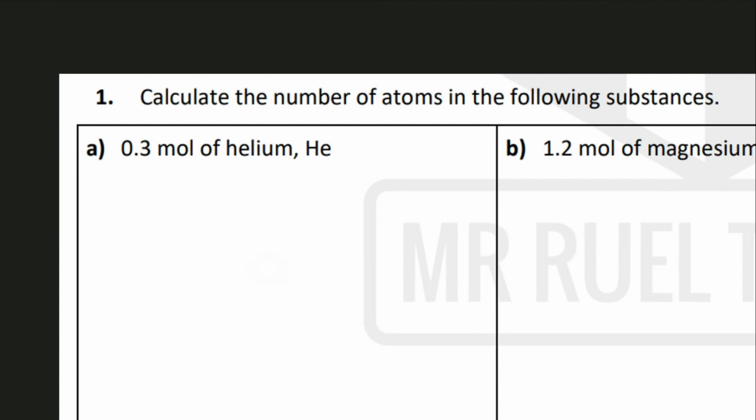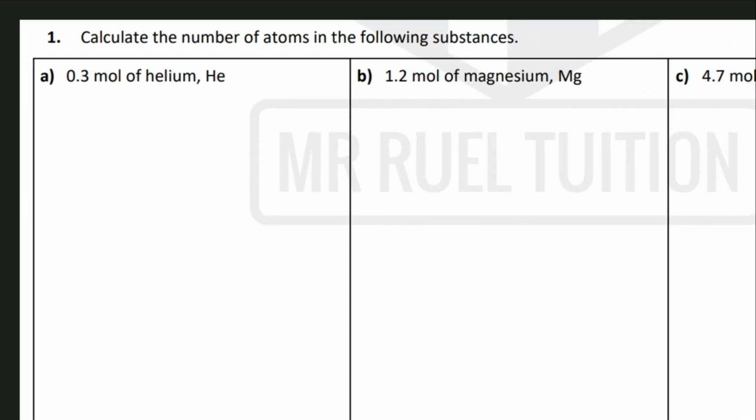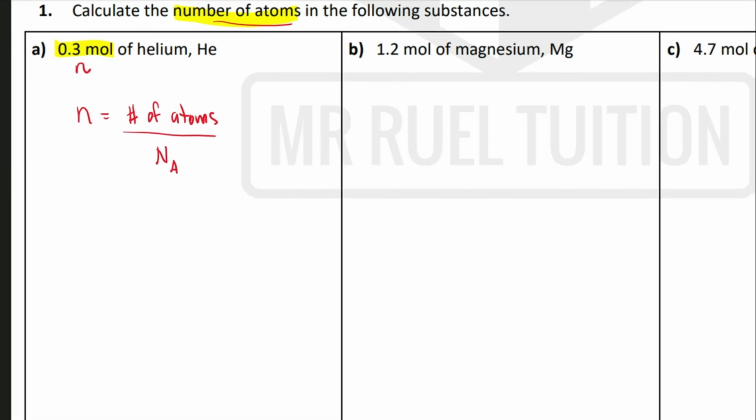There are 6.02 times 10 to the power of 23 particles per mole of substance. Let's try out some calculations. Calculate the number of atoms of the following substances. In A, we have 0.3 moles of helium. We are given the number of moles, this is N, and we are required to find the number of atoms. Moles is equal to number of atoms over Avogadro's constant, which is written as N subscript A.